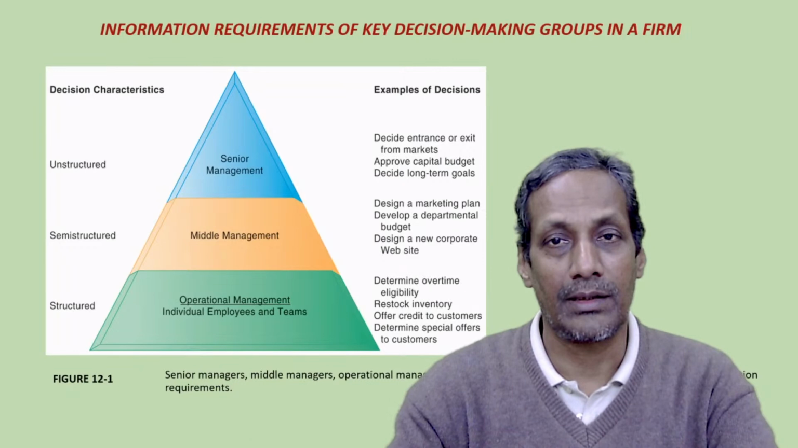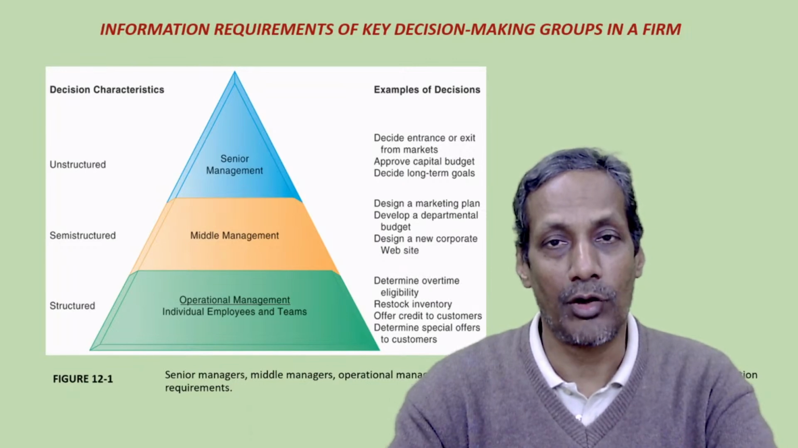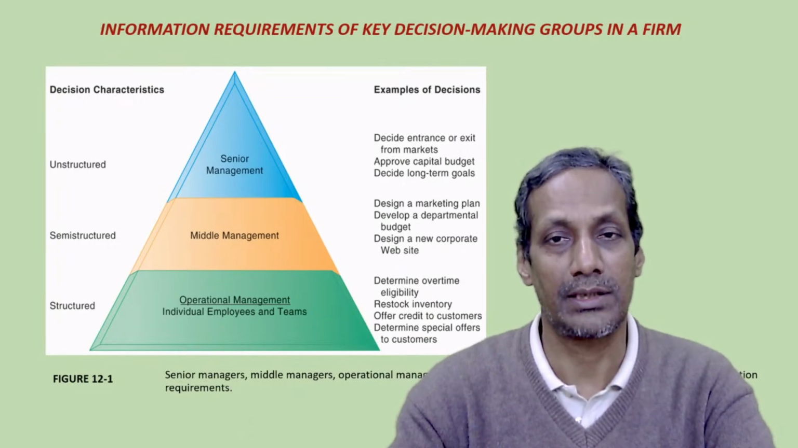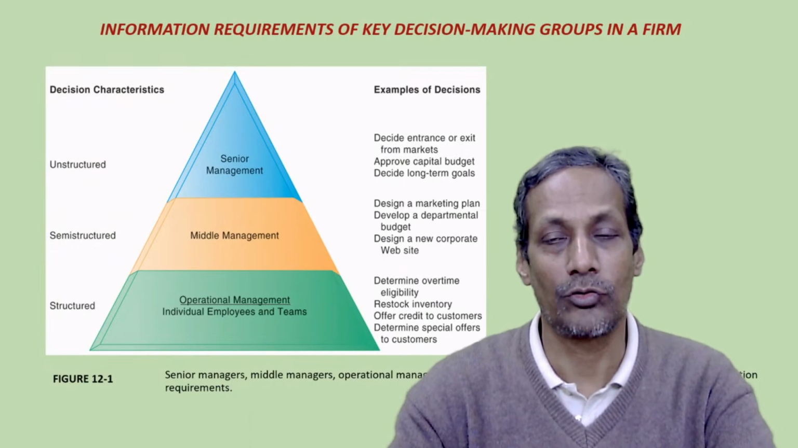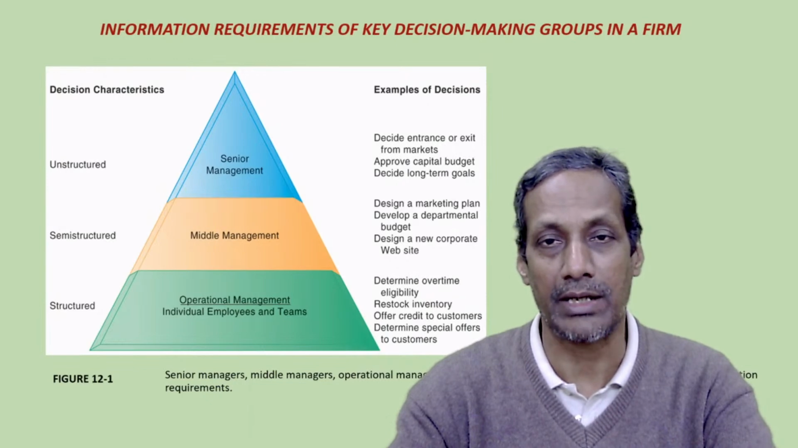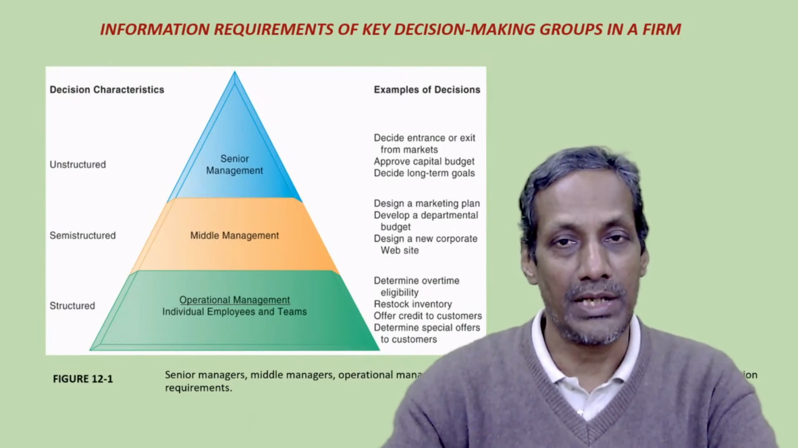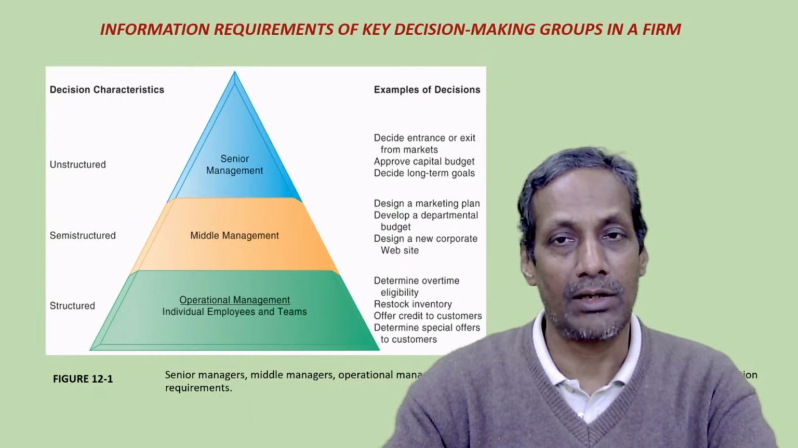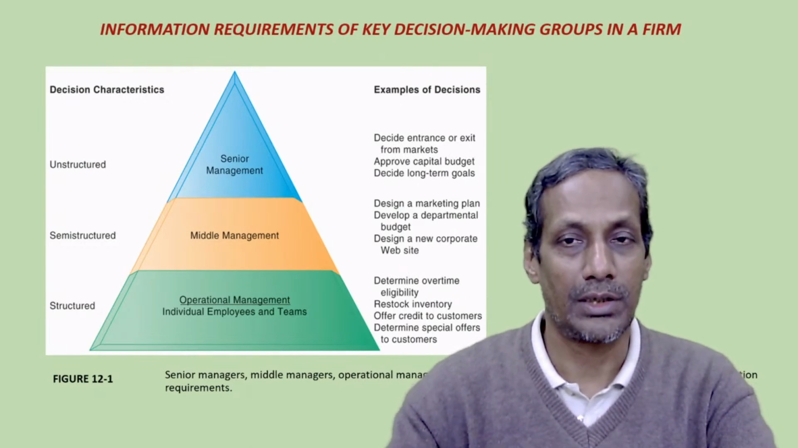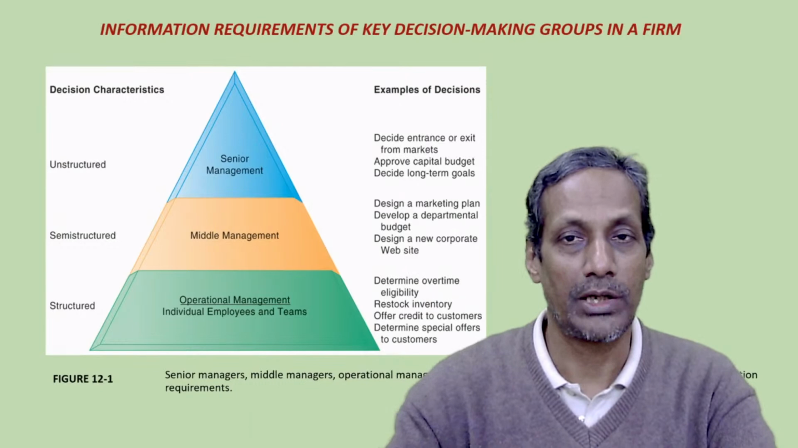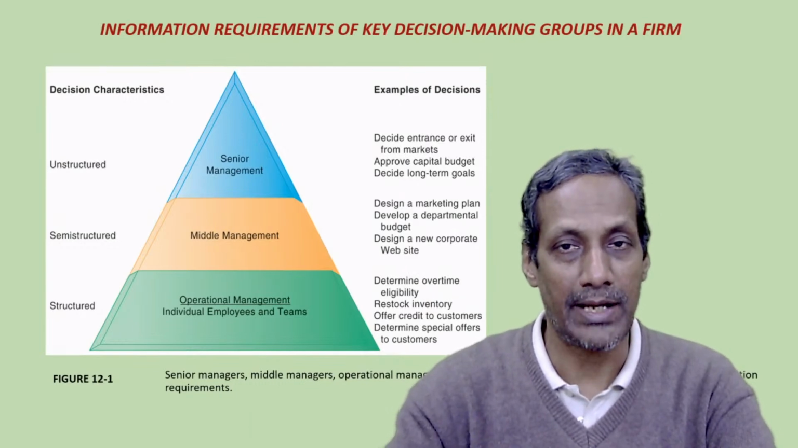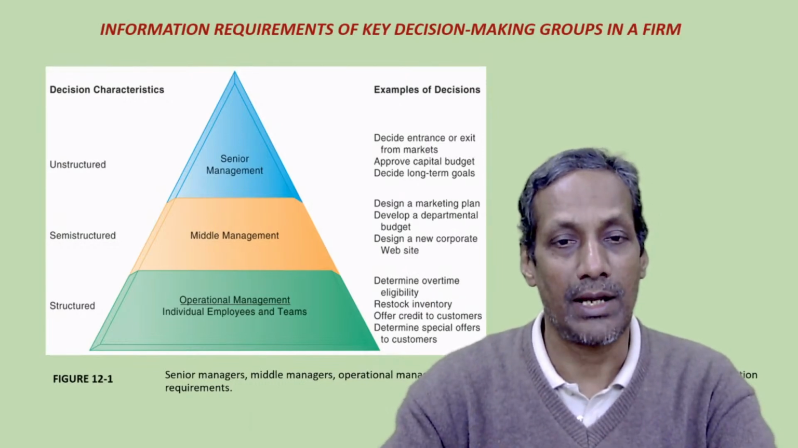That means if they are involved in deciding entry or exit from a market, they are involved in an unstructured decision. Whether to approve a capital budget or not is also an unstructured decision that they are trying to make. Senior managers, while deciding long-term goals, the future of the organization, formulating policies or strategic planning, are involved in unstructured decision making.